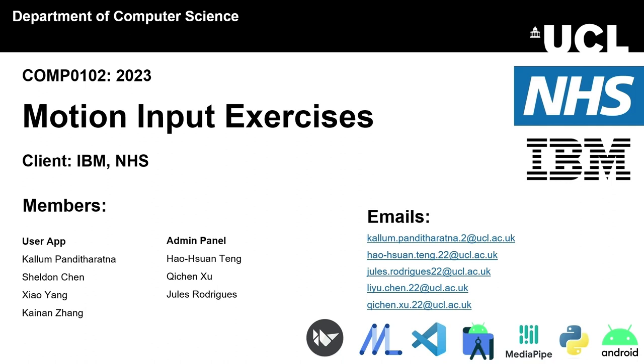This is the Sprint Review 1 for the Motion Input Exercises app. There are two main aspects to our project, the admin app and the user app. The admin app allows for a physician to create a new exercise, which will be stored in our custom file format. Once an exercise has been created, the user can open it in their app and start doing an exercise, and the app should give feedback based on the data in the file.